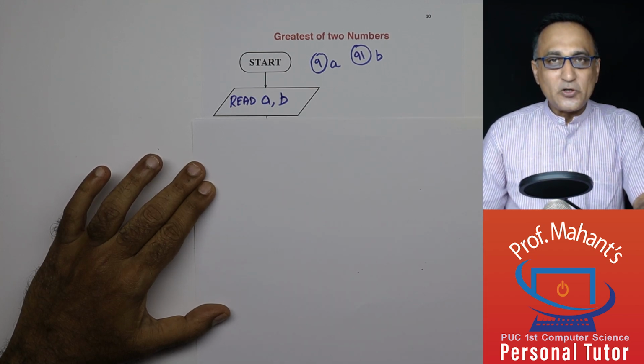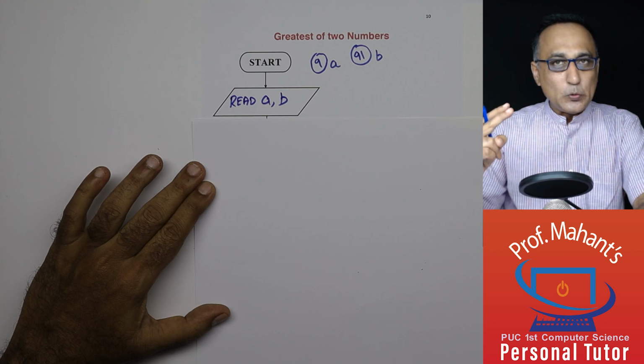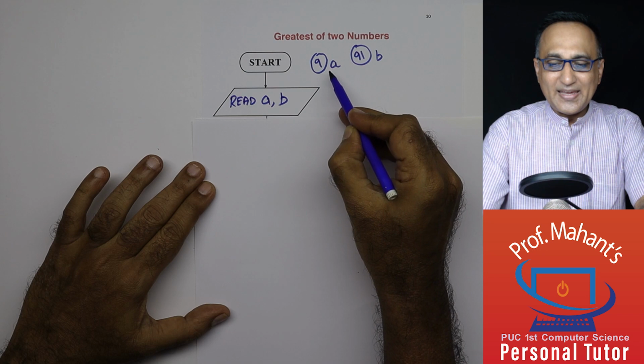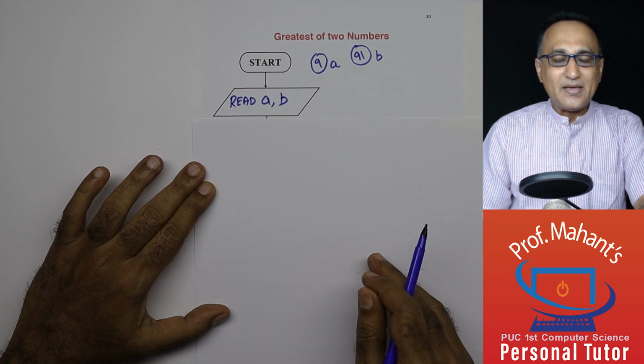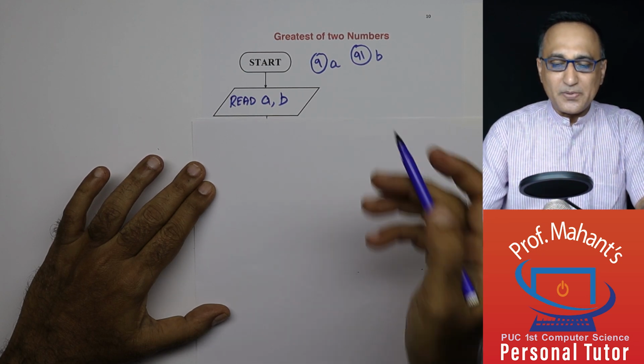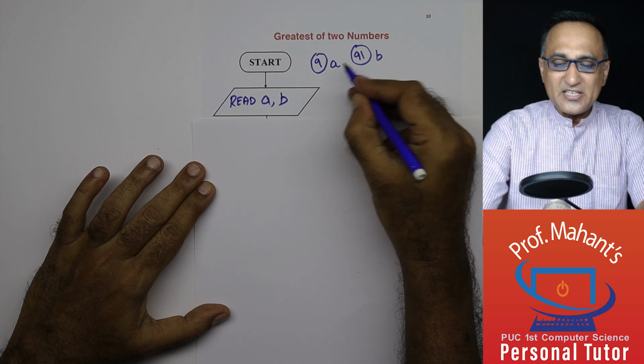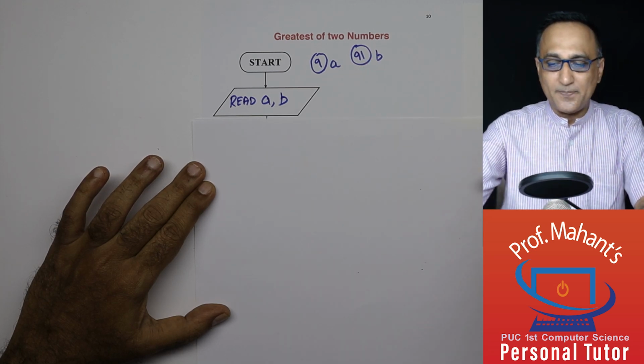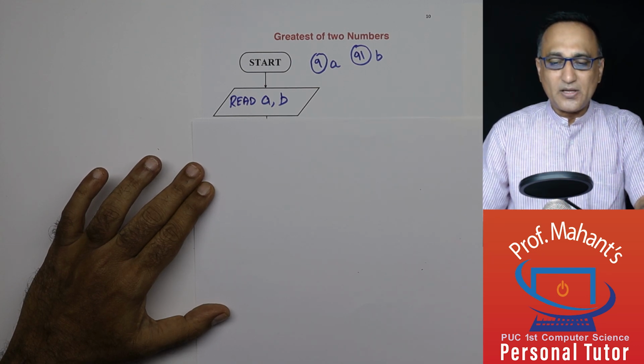Once I read values into A and B, there are only two possibilities. Either A is greater than B or A is equal to B. For a moment, to keep it simple, I am just assuming that these two numbers are always unequal. They are never equal. I'm always assuming they are not equal.